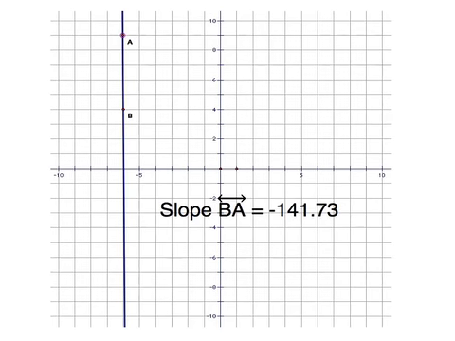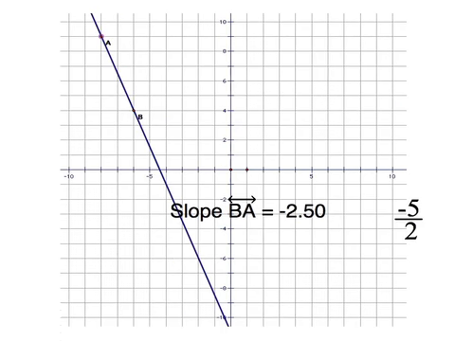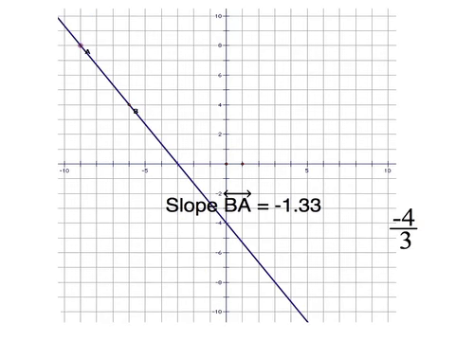We rotate a little more. It still looks pretty vertical, but it's not quite. And now it's going just slightly from upper left to lower right, so it has a slope of just over -141. And now -5. That means 5 down and 1 to the right. -2.5, of course, is 5 down and 2 to the right, or -5/2. And then -1.33 is rounded off for -4/3.